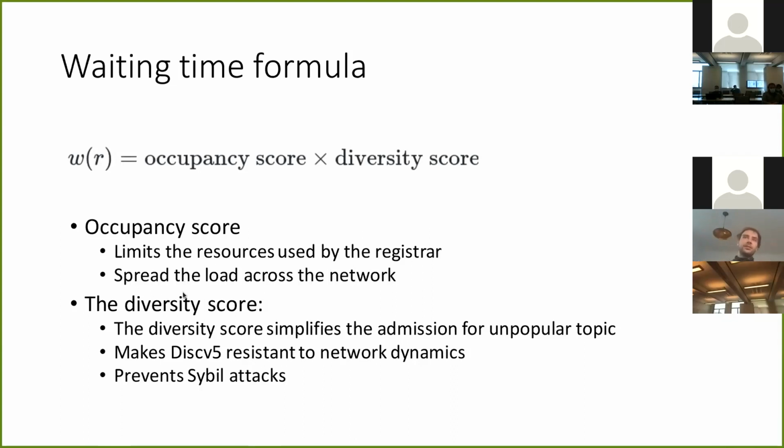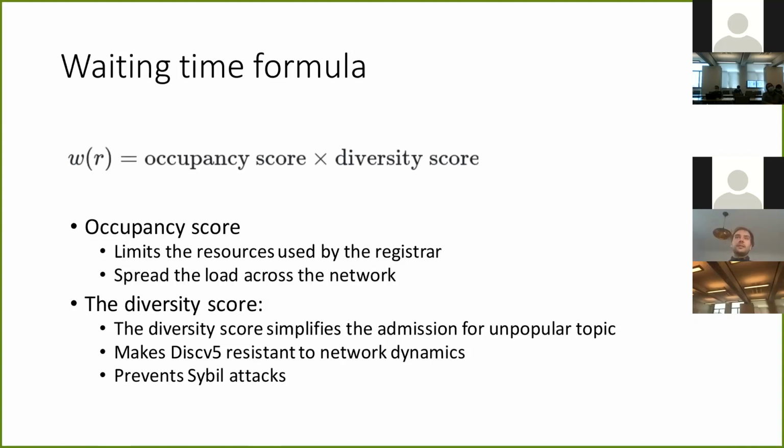And then we have this diversity score. As I said, this is just comparing the content of the request to the content I already have in my table. The reason for that is, first of all, I hope that I will simplify the admission for the unpopular topics. Unpopular topics are unpopular, so I don't expect a lot of registrations for this topic in the registrars. So it means that my registration will be more diverse from what's in the table, and I'll have a lower waiting time than some popular topics.